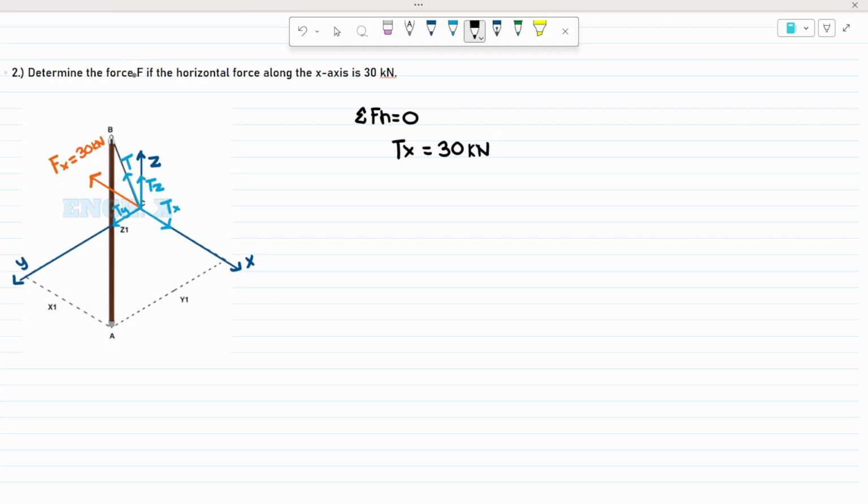Basically, we can solve the force F that is applied here by simply considering F as your tension. Okay? Kasi component ng F yung Fx na to, 30 kilonewtons. So, we can use the relationship of Fx and Tx to solve for T, which is equal sa force F. Okay? Now, how do we do that? We can use the method that we did earlier. Yung nag-ratio and proportion lang tayo.